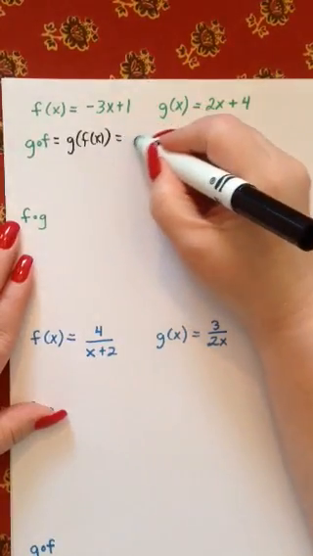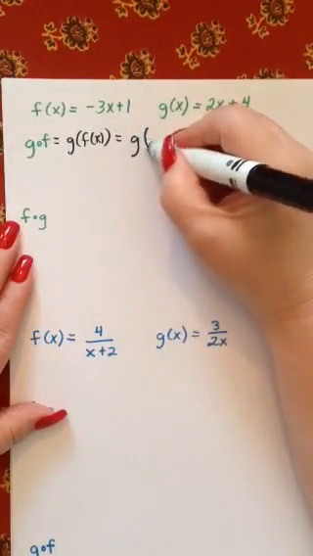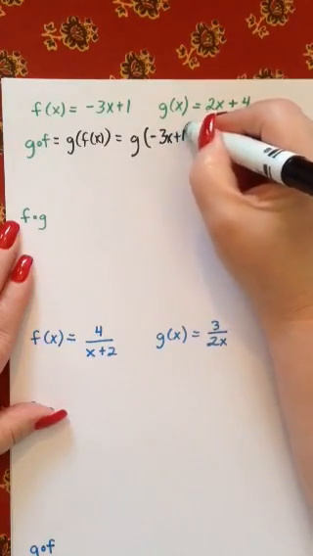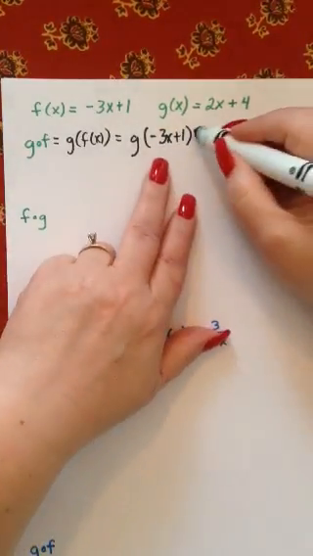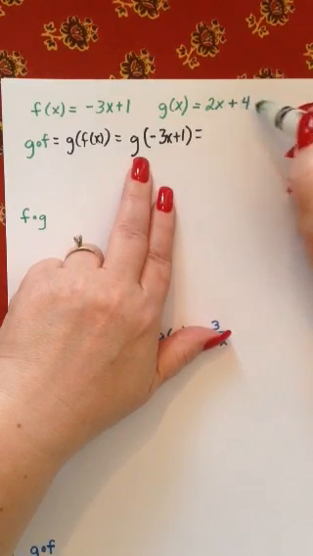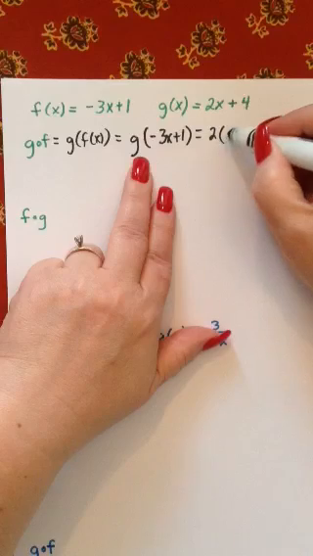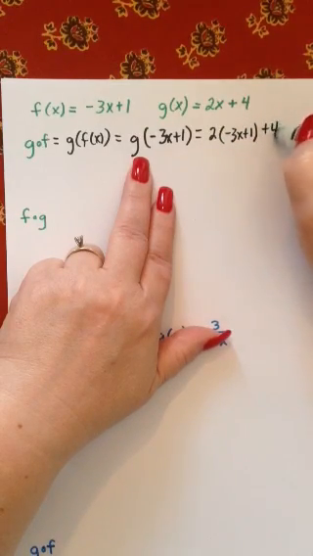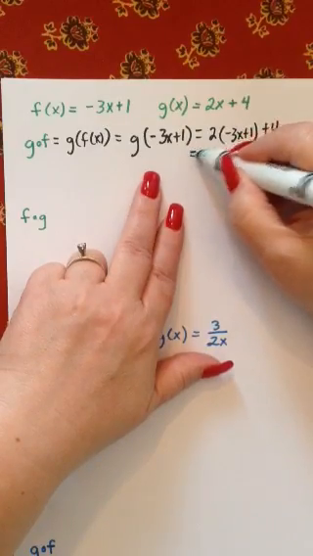Okay? And then I start with the innermost parentheses, and instead of f of x, I write in negative 3x plus 1. Then the g function says take 2 times what's in the parentheses and then add 4. So 2 times what is in the parentheses plus 4. And then you do have to go ahead and multiply that out.